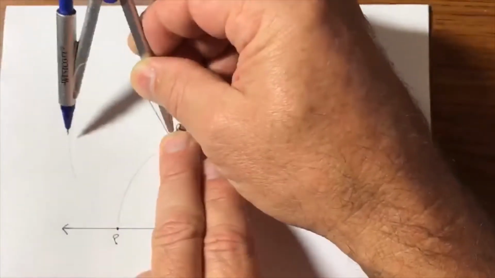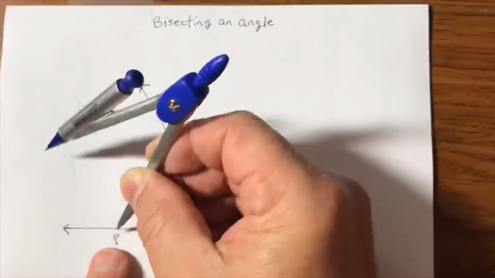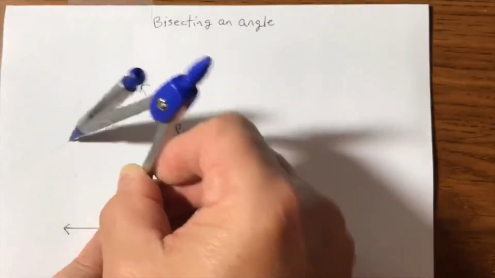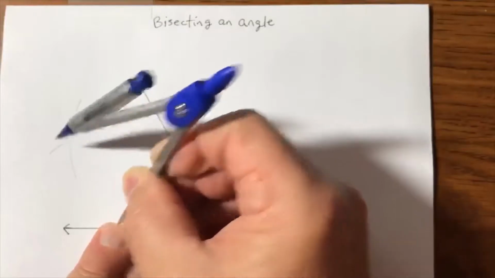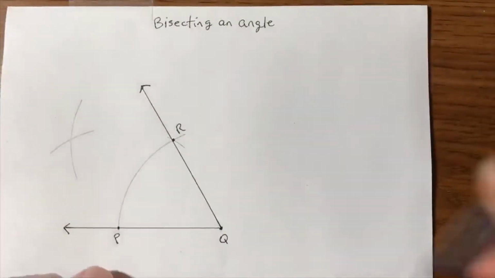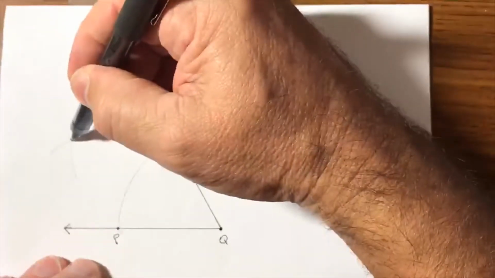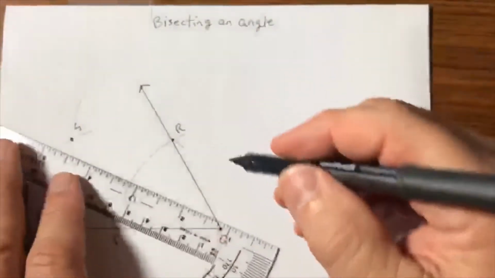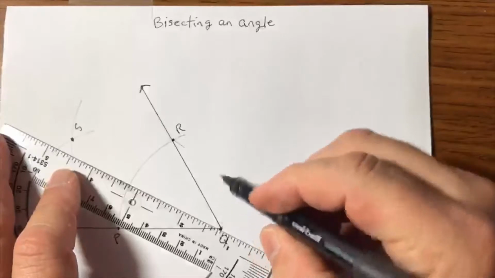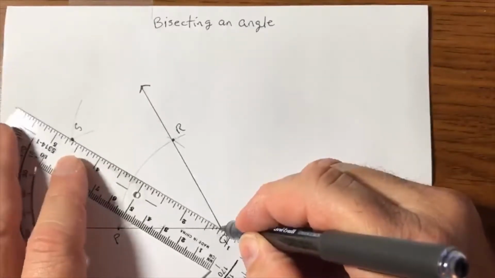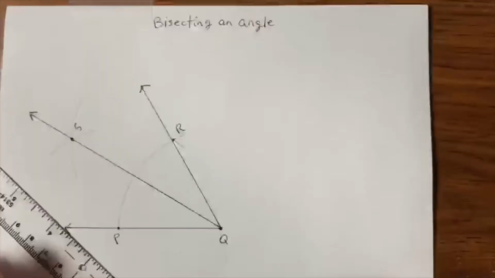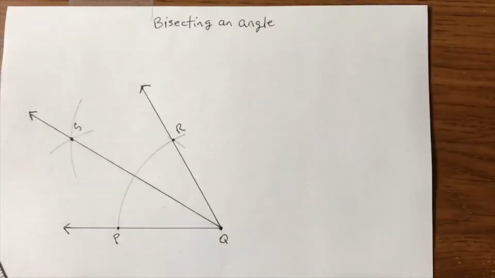All right, and then when you put the point at P, you can see the two arcs intersecting now. All right, so this point right here we will label S and get our ray QS drawn in. Okay, so from P to S, here's my ray QS.